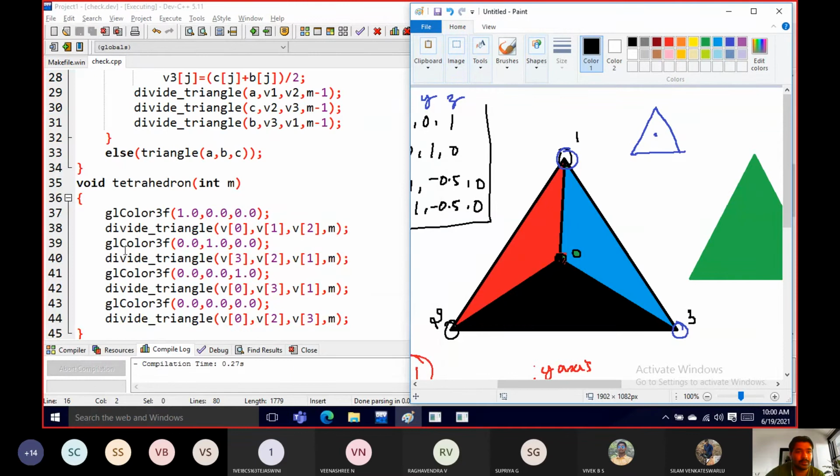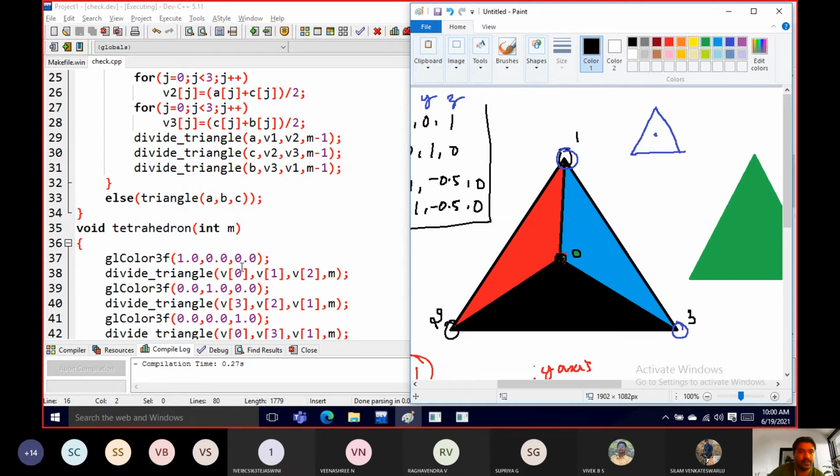So what is the first thing we have done now? We just got the values. It has not been connected yet. So 0, 1, 2; 3, 2, 1; 0, 3, 1; and 0, 2, 1 are the values which will be going to divide triangle. For which value? For 0, 1, 2. Let's assume my n value is 1 for now.